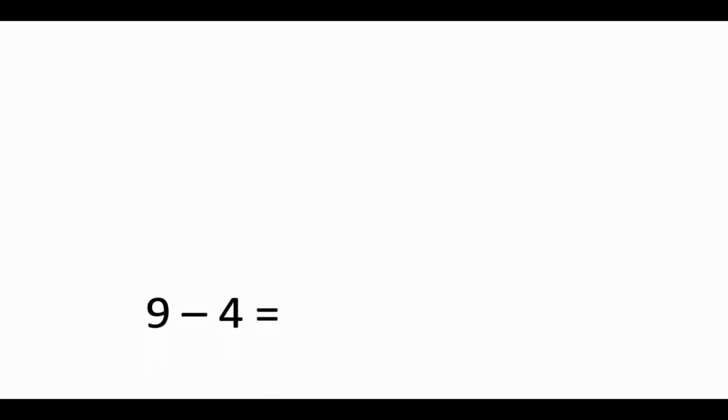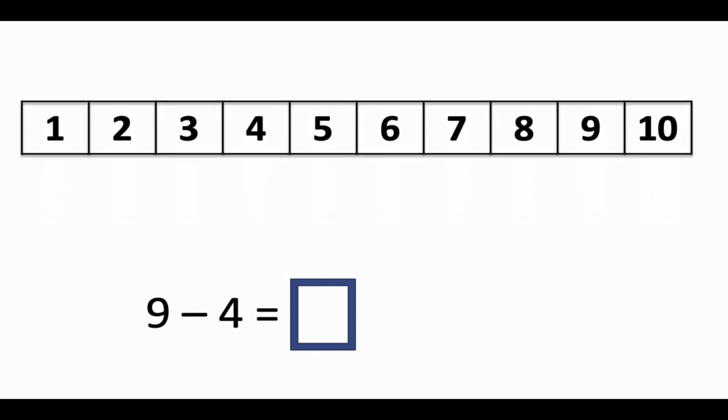So, say I had the number sentence 9 minus 4 equals something, but I have no idea. A model I could use is a number path. So here's my number path, and I'm going to start at the whole amount, which is what, friends? Yes, 9. Can you get your finger and touch it on 9 on the number path? Perfect, good, it's right there.